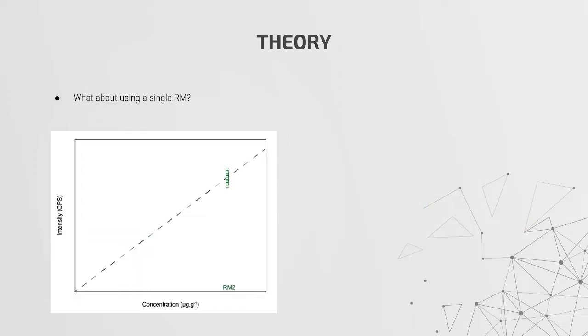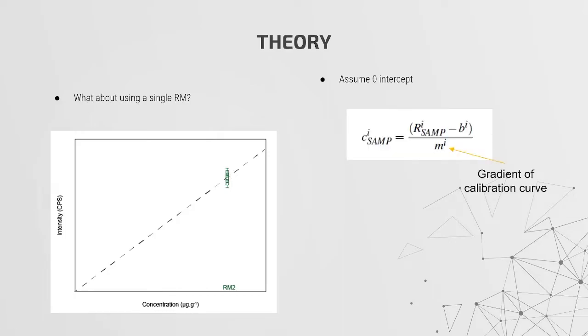But what about when we've just got a single reference material, like we quite often use in geosciences and has been the case for most of iolite applications in the past? How do we construct a calibration curve with just a single reference material? Well, we start by assuming that we have a zero intercept. So now we have 2 points, one up here and one down here.